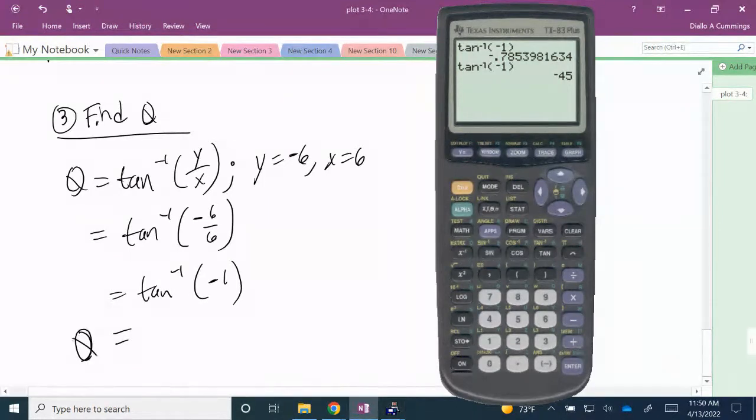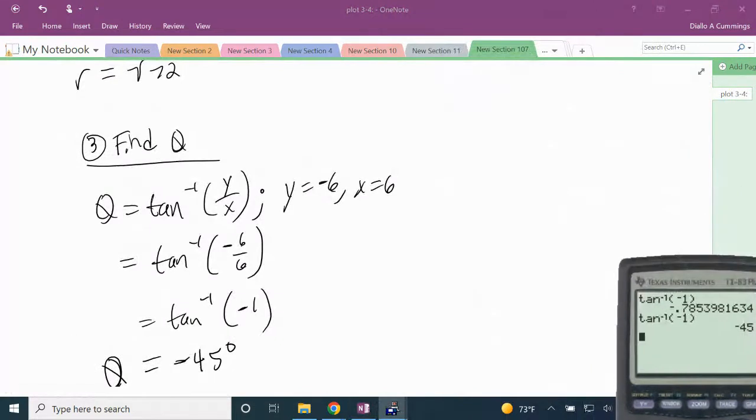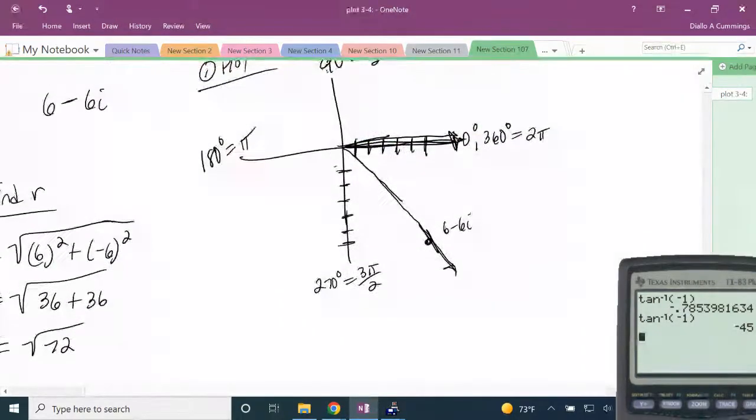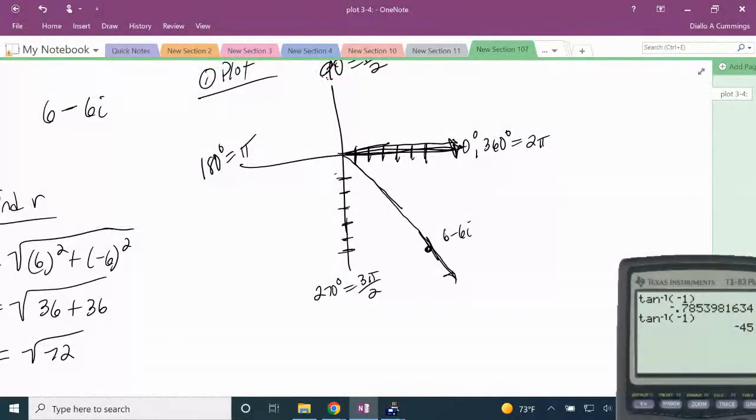So theta is equal to -45 degrees. If I go back to our sketch, and the computer is freezing, right? Okay, notice our angle measure should be in between 270 degrees and 360 degrees. Your direction angle should always be positive.